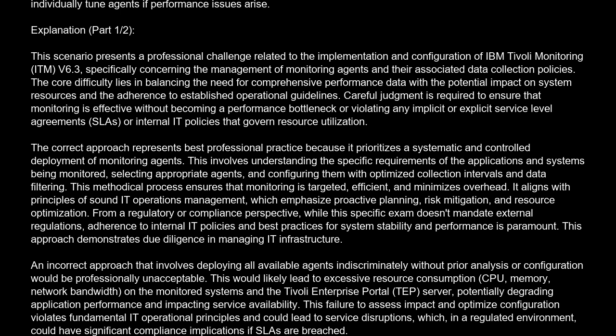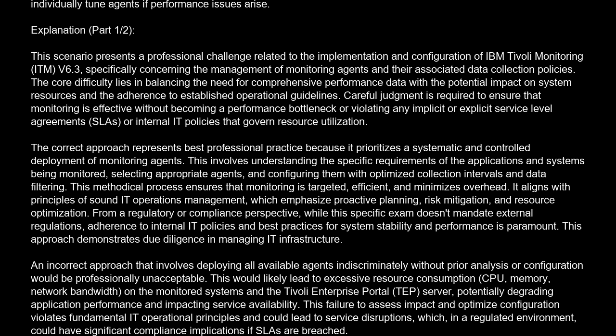IBM v6.3. Specifically concerning the management of monitoring agents and their associated data collection policies. The core difficulty lies in balancing the need for comprehensive performance data with the potential impact on system resources and the adherence to established operational guidelines. Careful judgment is required to ensure that monitoring is effective without becoming a performance bottleneck or violating any implicit or explicit service level agreements, SLAs, or internal IT policies that govern resource utilization.